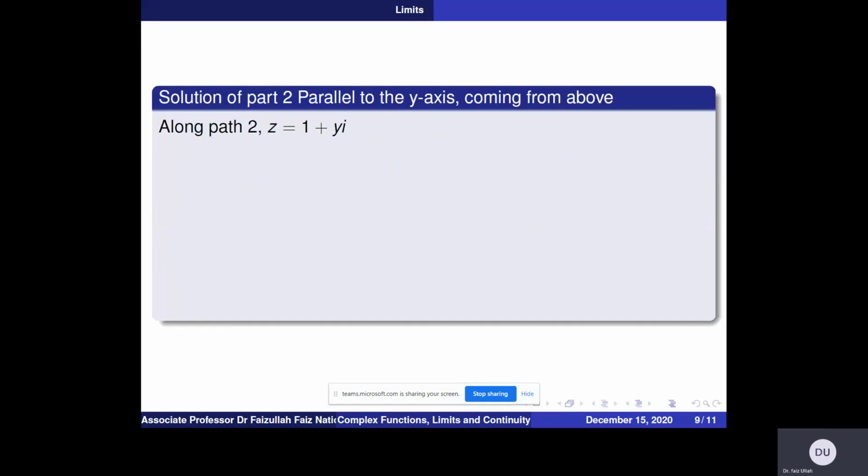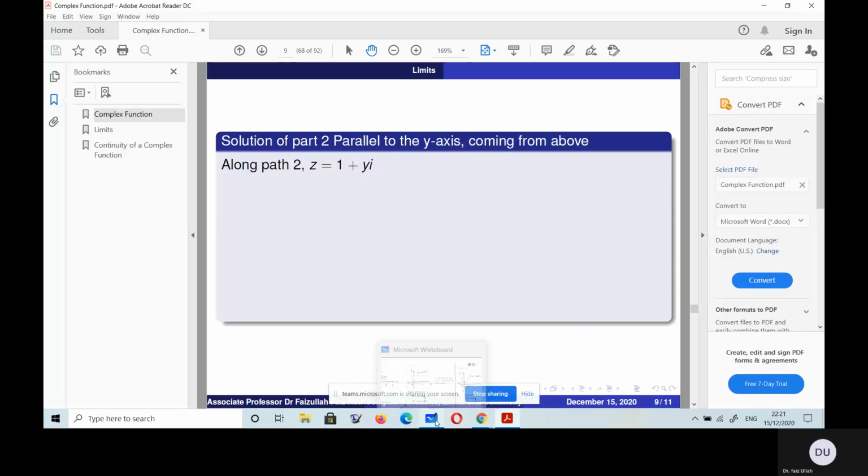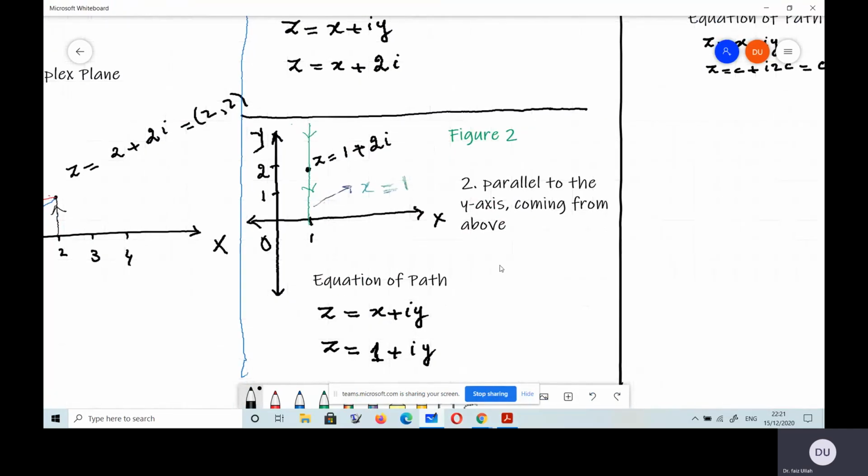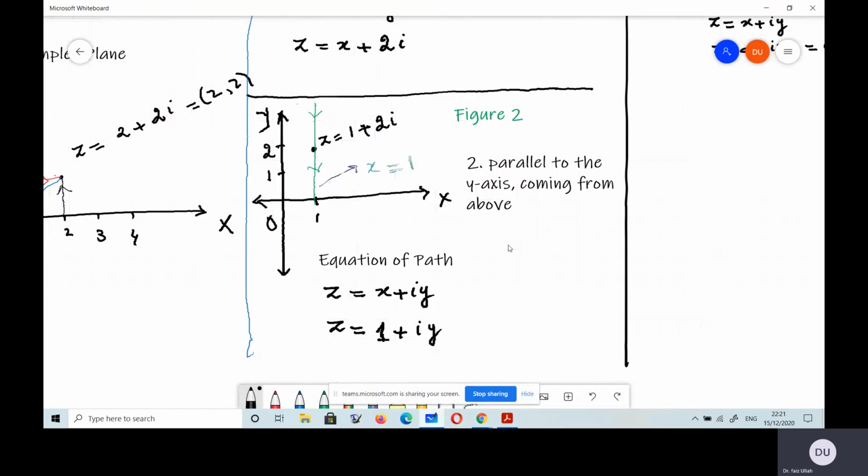And now let us find the solution of path 2, which is a line parallel to the y-axis coming from above. So first of all, for this line, let us see another figure. Let us see figure number 2. In this figure, we have to draw a line parallel to the y-axis coming from above. So this green line is parallel to the y-axis. It is coming from above and touching this point.